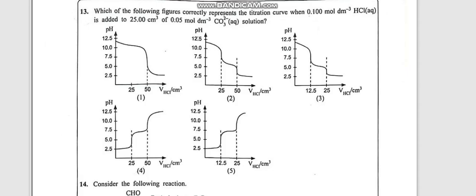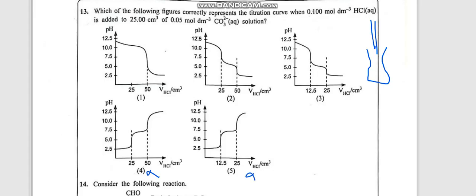Now here they have given the volume, right? 25 cubic centimeter of carbonate solution, obviously, so that should be in the beaker. And from the titration flask you are adding HCl. That's what you can see in the x-axis of the graph. You have HCl. So the initial pH should definitely be a basic pH. Yeah, carbonate aqueous solution will have a basic pH initially. Therefore we can reject 4 and 5.